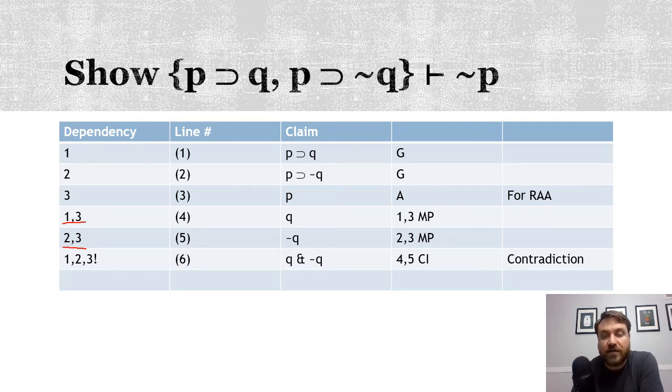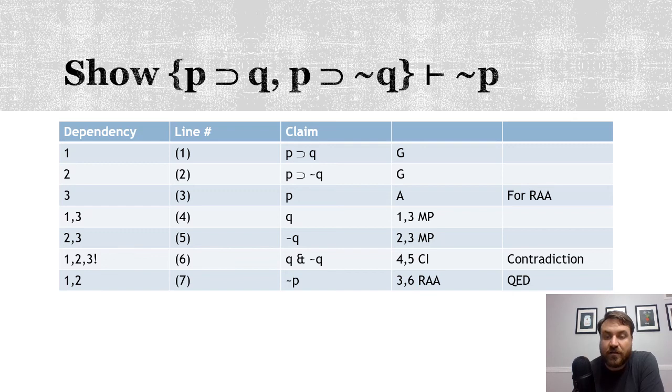And then on line 6, because it depends on lines 4 and 5, it depends on what lines 4 and 5 depended on, which is 1 and 2 and 3. But of course, this is a contradiction. Q and not Q absolutely is a contradiction. So that means that the thing that led us there couldn't possibly be true, and that was the assumption we made on line 3. So we're going to discharge our assumption, number 3, and conclude the opposite. If P led us to a contradiction, well, then not P. And that's, in fact, what we have on line 7.